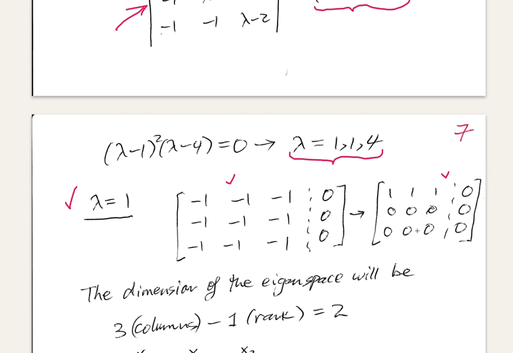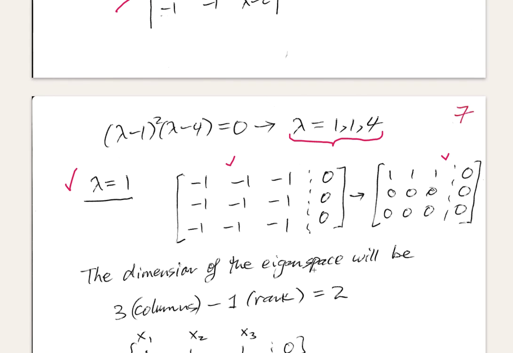Let me point out the dimension of the eigenspace. The dimension will be 3 columns minus the rank, which is 1. So it'll be 2, which is exactly the same as the multiplicity of the eigenvalue here.